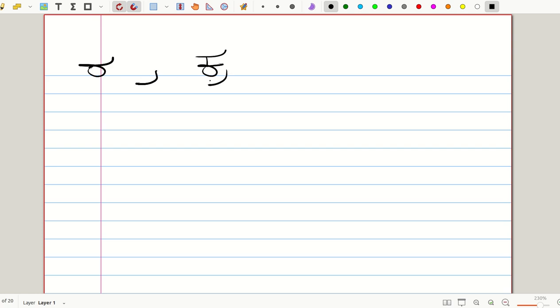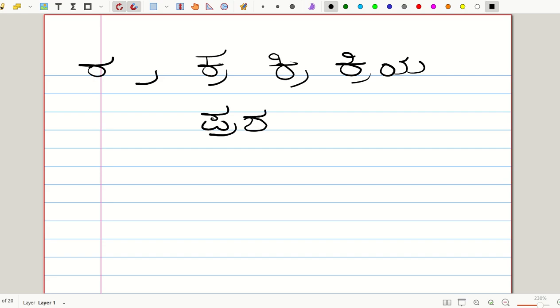This is kra, kri, kriya. Just add this curve in the bottom. So for pra, pra, prashi, prasha, prashiksha. Sha we will learn; it will be like Sha's form only. Okay, prashiksha. Ra is done.